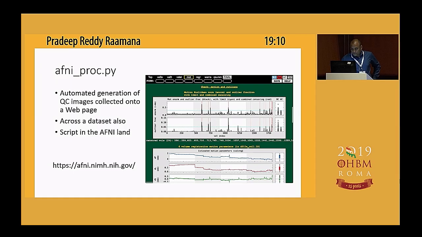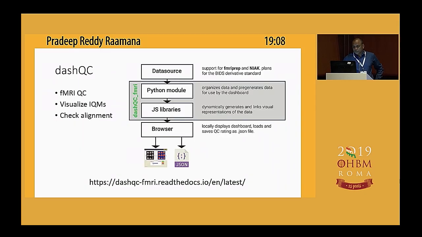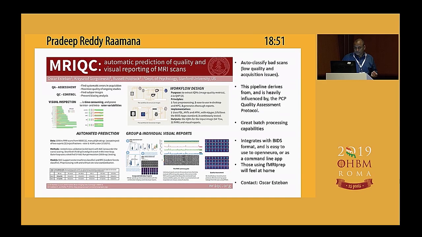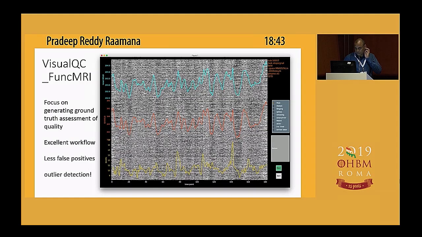This is followed by Dash QC, which, like I mentioned, focuses on visualizing image quality metrics and directly linking them to the particular subject reports. It helps with checking alignment between EPI and T1, for example, which is important. And like I mentioned, MRIQC does a lot of functional MRI QC too. Excellent tool, you must take a look.